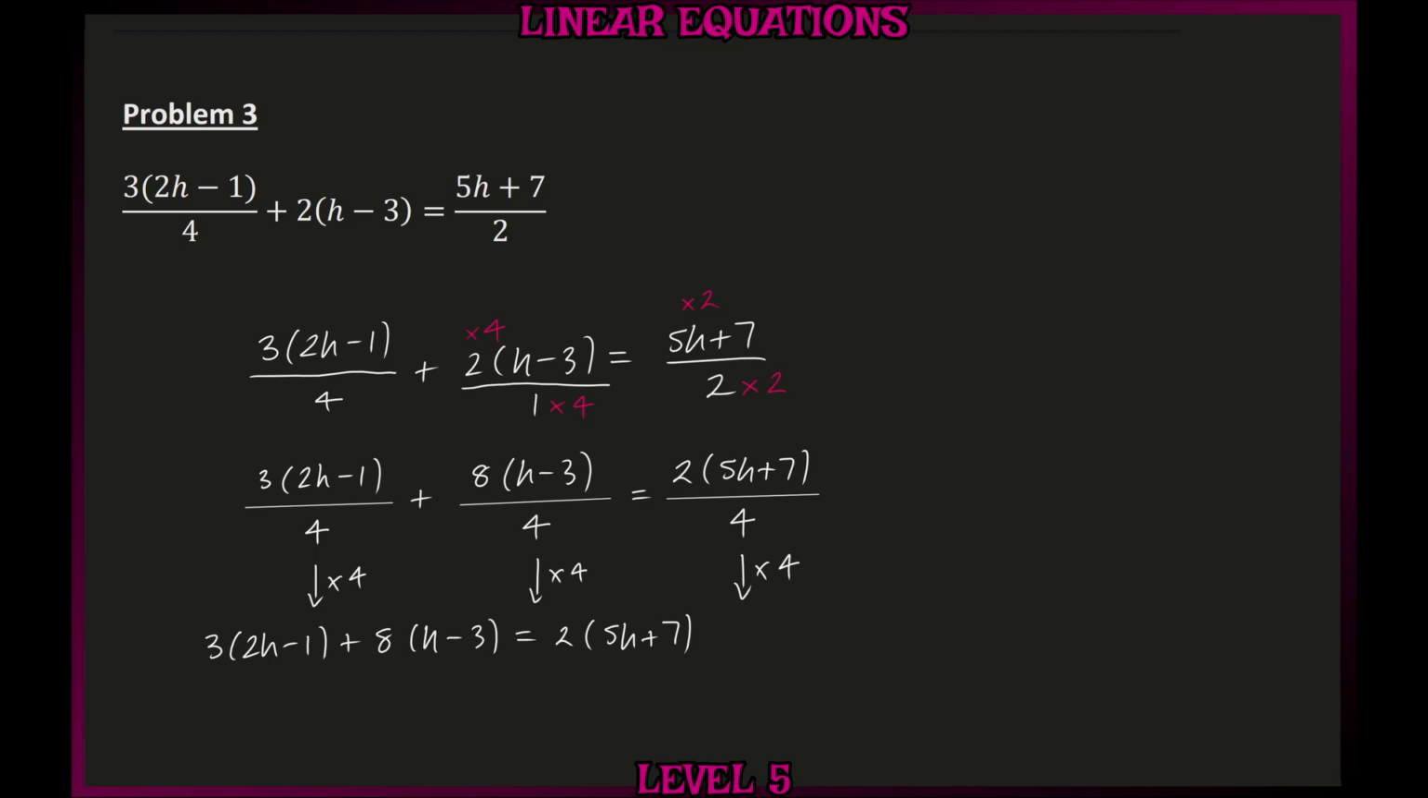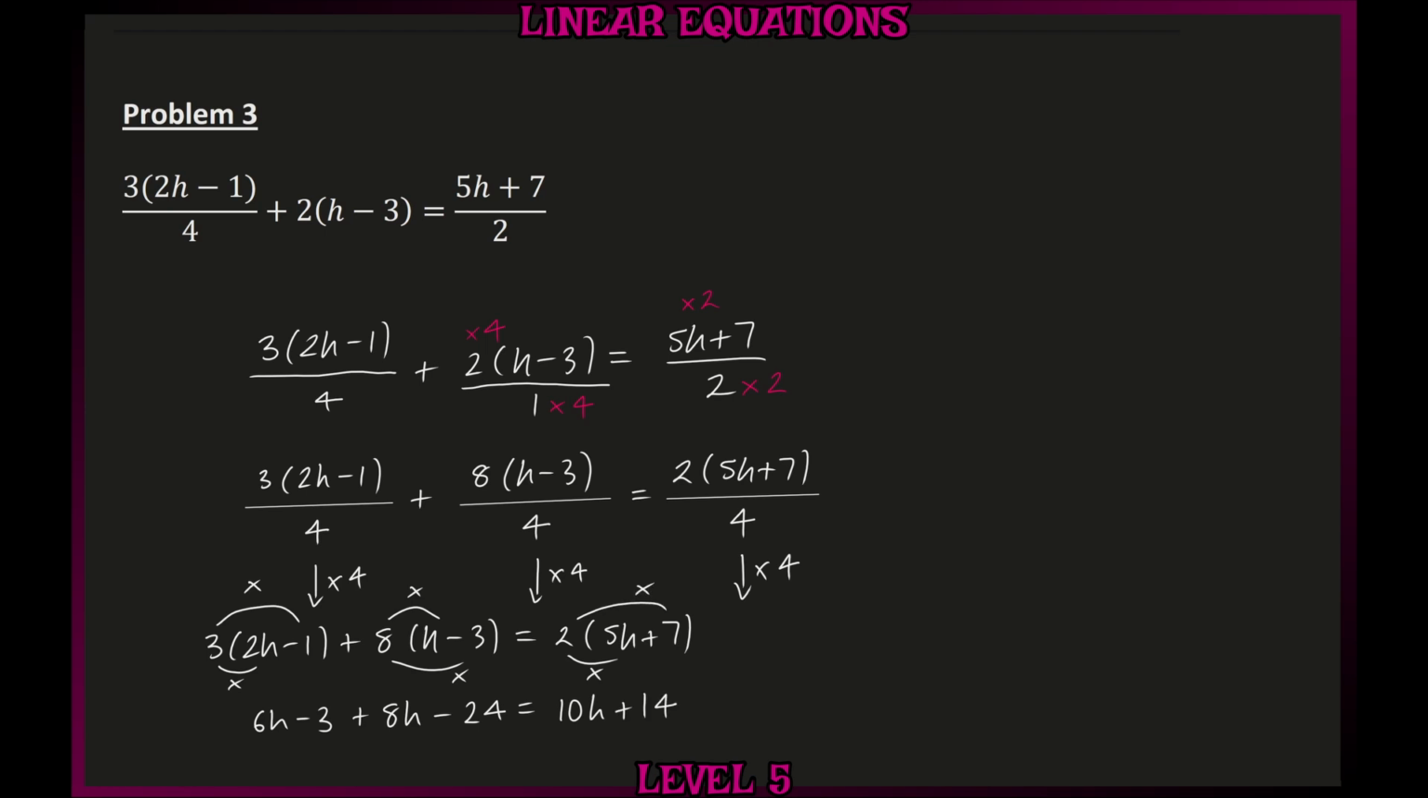We can now expand all of these brackets. So 3 multiplied by 2h is 6h, and 3 multiplied by minus 1 is minus 3. 8 multiplied by h is positive 8h, and 8 multiplied by minus 3 is minus 24. And this is equal to 2 multiplied by 5h, which is 10h, and 2 multiplied by 7, which is plus 14.